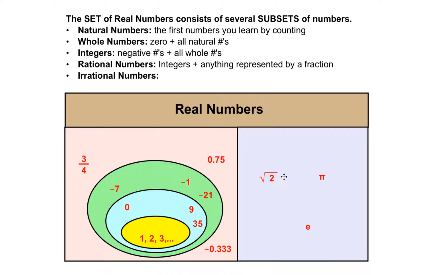Over on the right-hand side in the purple square, we have the irrational numbers, and the irrational numbers cannot be represented by a fraction. Those are things like square roots that cannot be simplified, decimals that don't repeat, things like pi, or the letter e when you get to know about the natural logarithms. The base e is another non-repeating decimal. So the set of real numbers consists of all of those subsets of numbers, and if you put those all together, that's what we call the real number system.